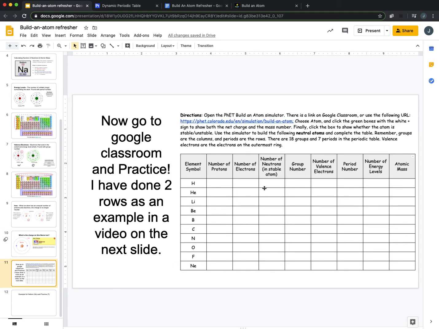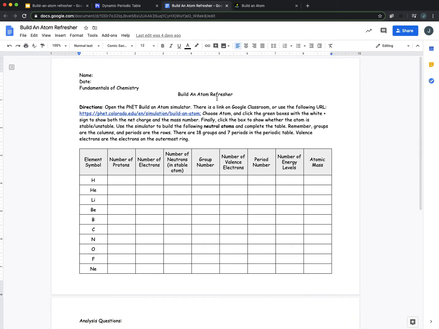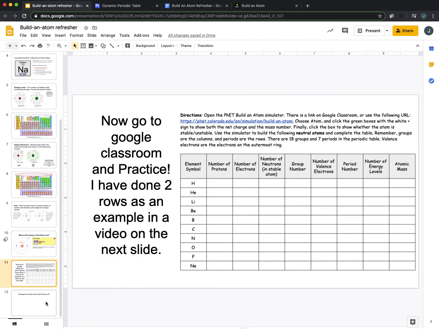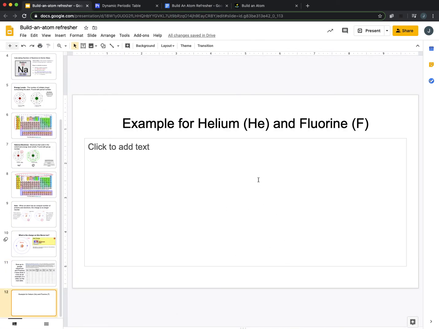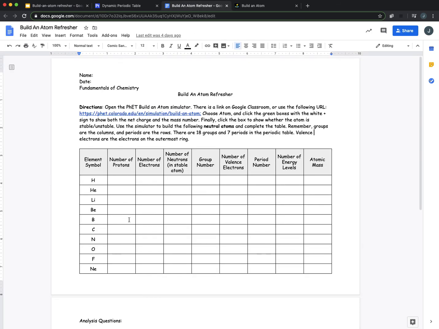So to do this assignment on Google Classroom, you will see this document, the Build an Atom Refresher, to get a chance to play around with some things and get back into it a little bit, identifying all of this crucial information. I am going to put on the very last slide of this presentation, which is blank right now, a separate video that shows you exactly how to do helium and fluorine, and hopefully you'll be able to use those to complete the rest of this table.